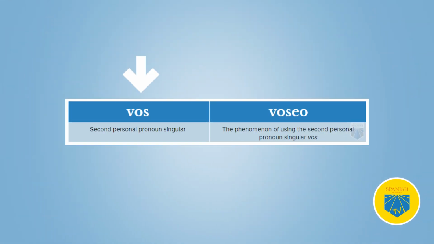Check out this vocabulary that will be useful throughout this video. Vos is the second person singular pronoun, and Voseo is the phenomenon of using the second person singular pronoun vos. Let's check out vos in context.